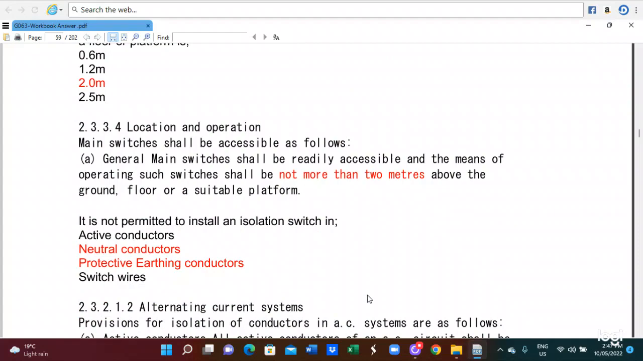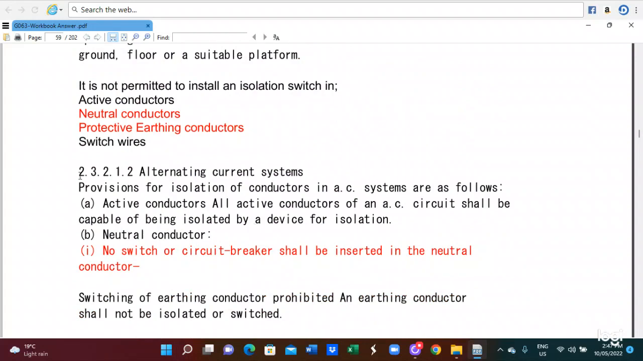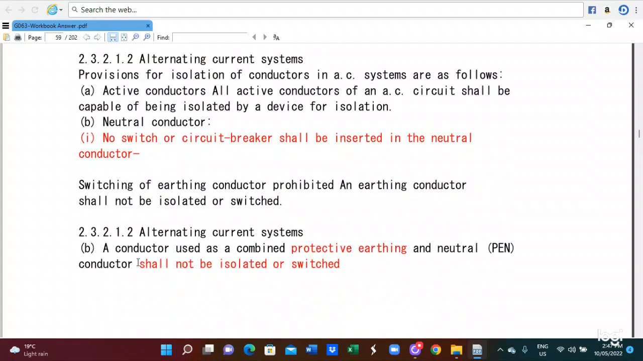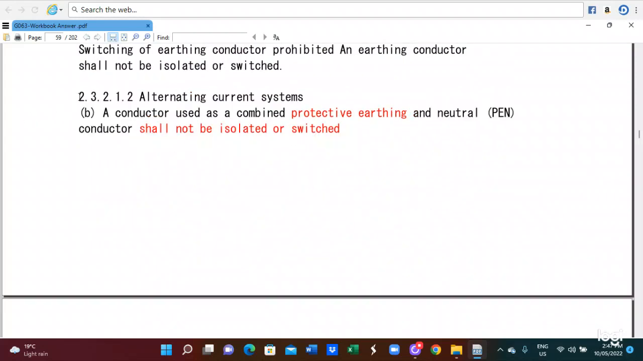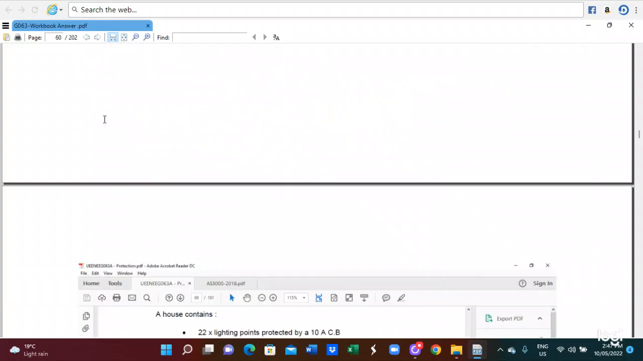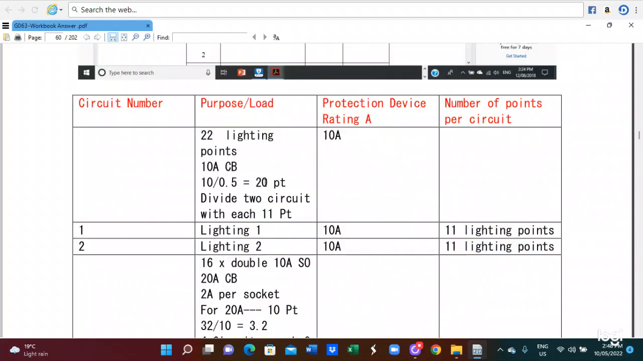Also, it is not permitted to install an isolation switch in a neutral conductor or protective earthing conductor. We also read through 2.3.2.1.2 for alternating current. No switch or circuit breaker shall be inserted in the neutral conductor. Switching at the earthing conductor is prohibited, which is why we have 2.3.2.1.2. In this case, a conductor used as a combined protective earthing and neutral conductor shall not be isolated or switched. This is clause 2.3.2.1.2 of the EL3000. This is the appropriate exercise you have to do. This is the exercise, and this is the answer for the exercise.